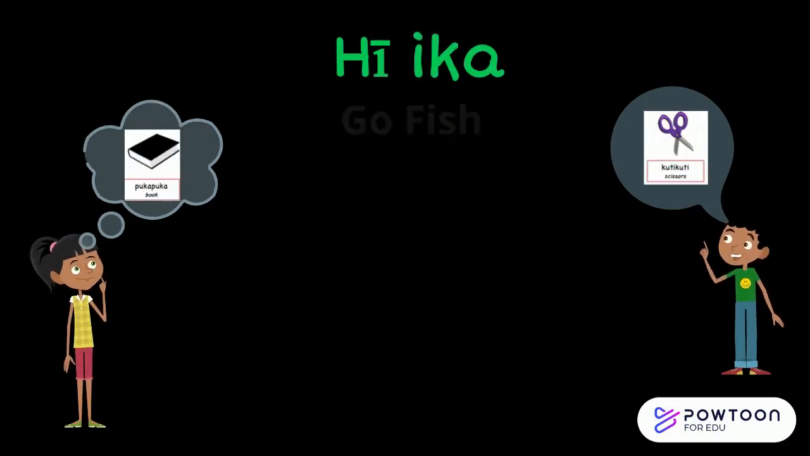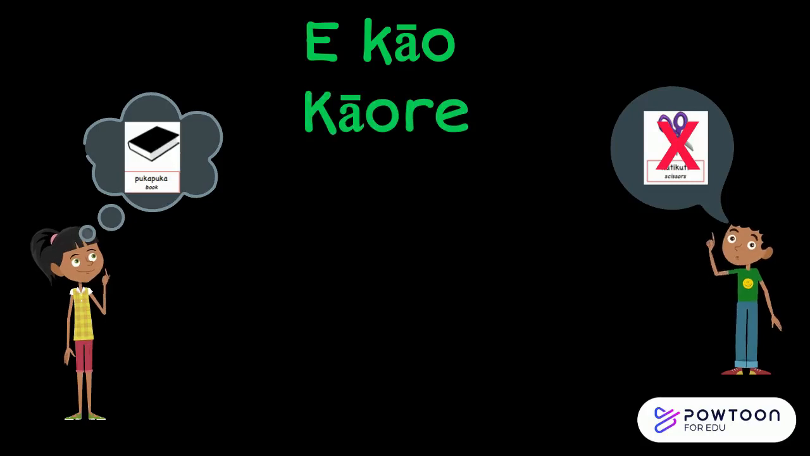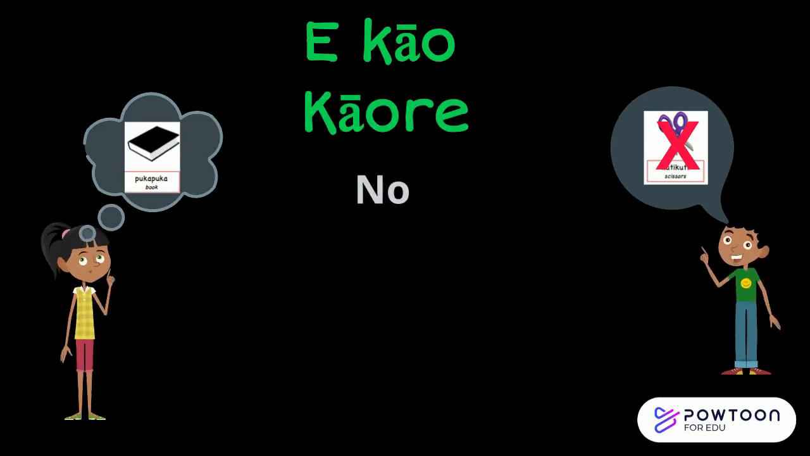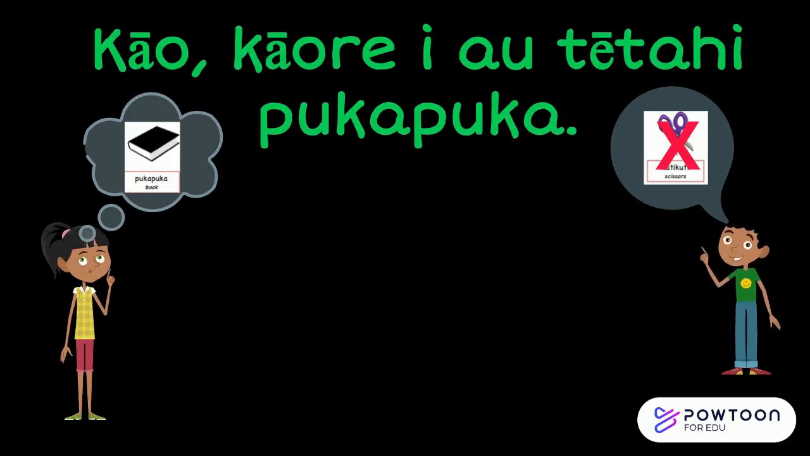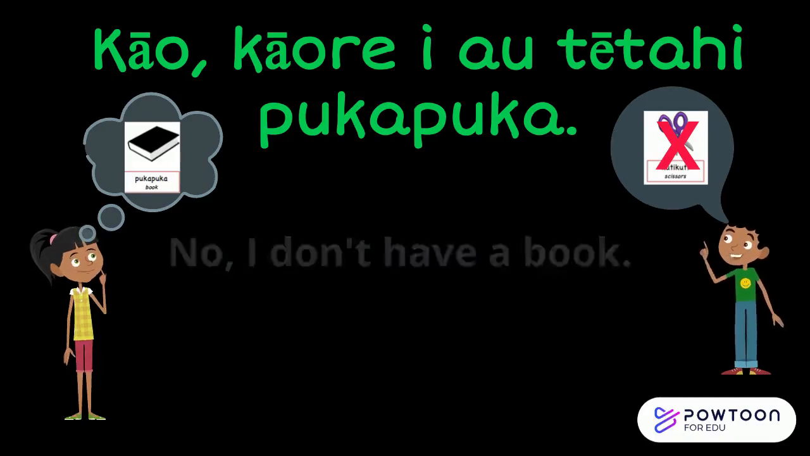I ika, go fish. E kao or kāore both mean no. Kao, kāore i a au tētahi puka puka. No, I don't have a book.